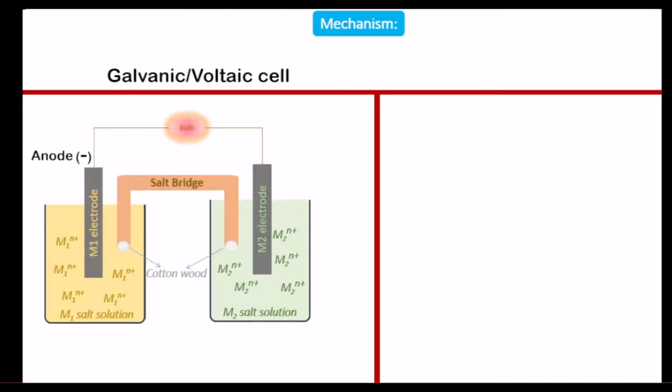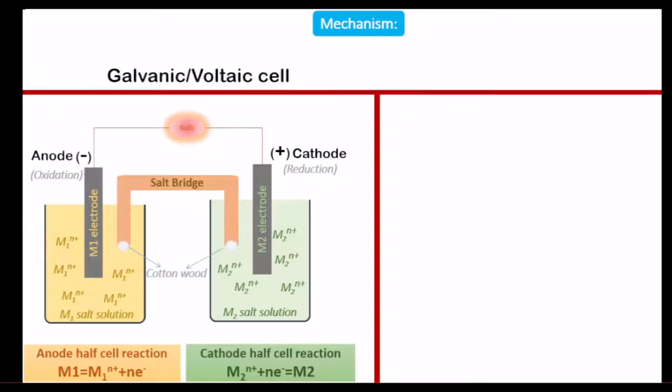The anode is negatively charged and oxidation occurs there, and the reaction looks like this: the M1 electrode corrodes, producing metal ions and electrons. On the other hand, we have the cathode, which is positively charged, and reduction occurs there. The reaction looks like this: the metal ion from the salt solution accepts the electron to become a neutral species, and the electron produced in the oxidation reaction travels from the anode to the cathode to complete the total chemical reaction.